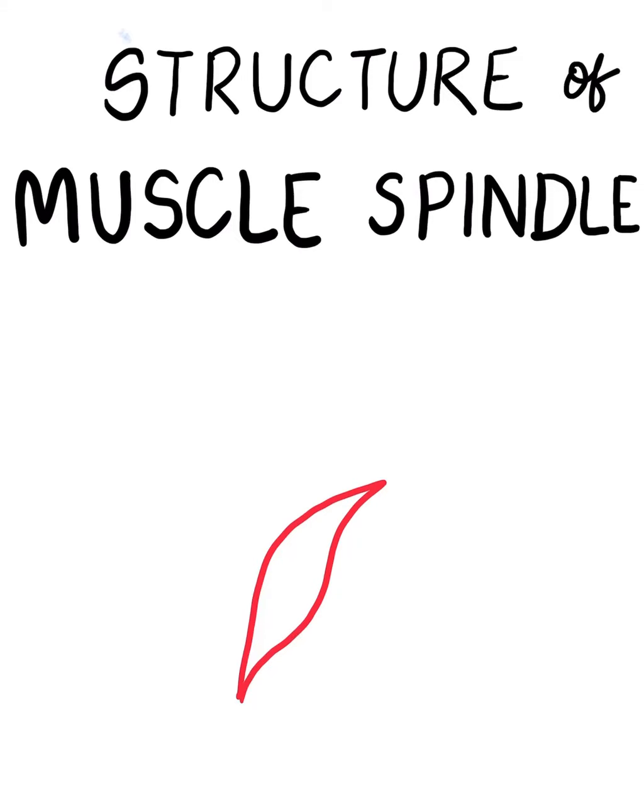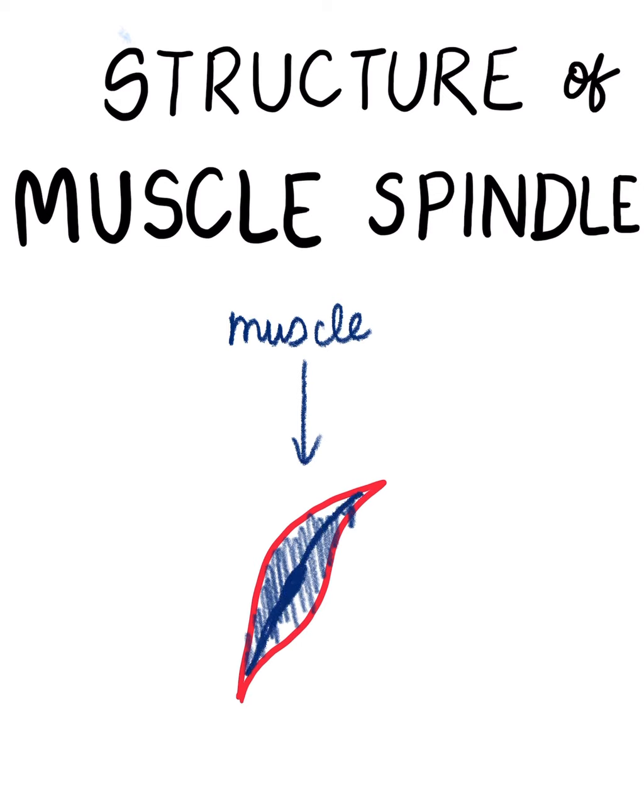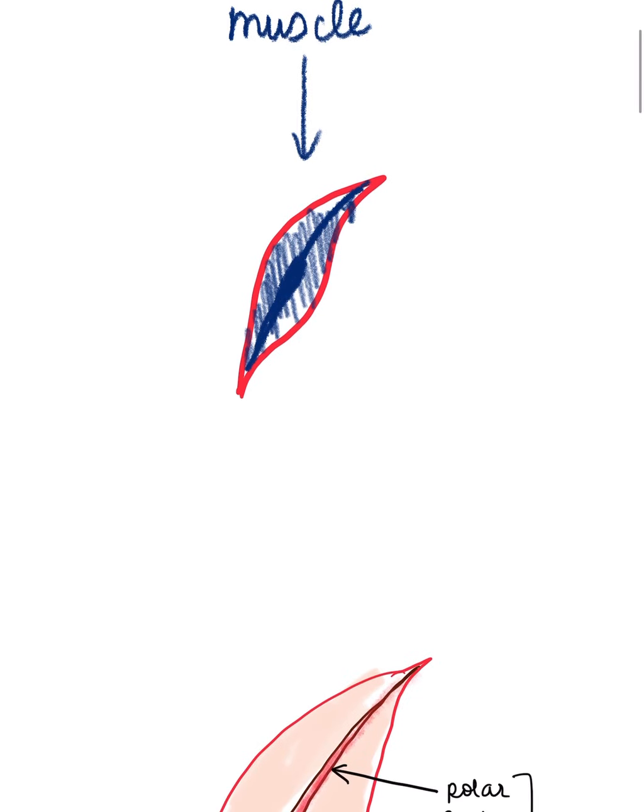So today we'll study the structure of a muscle spindle. Muscle spindle is a sensory organ present in muscle. So this is a muscle which consists of muscle spindle, which is a sensory organ. So what does this muscle spindle consist of? So let's study it in detail.